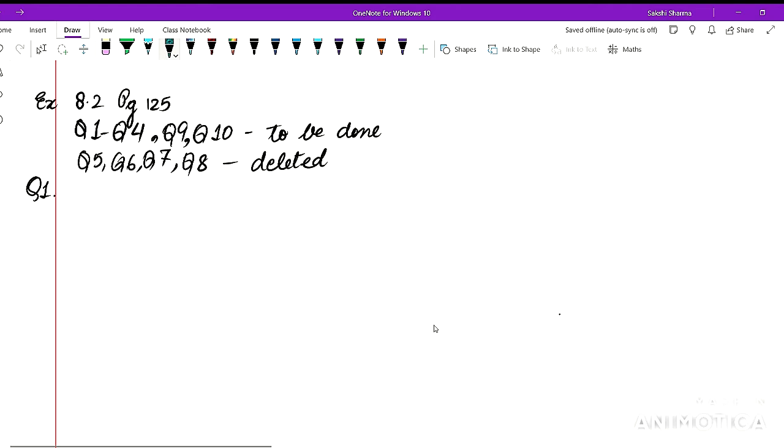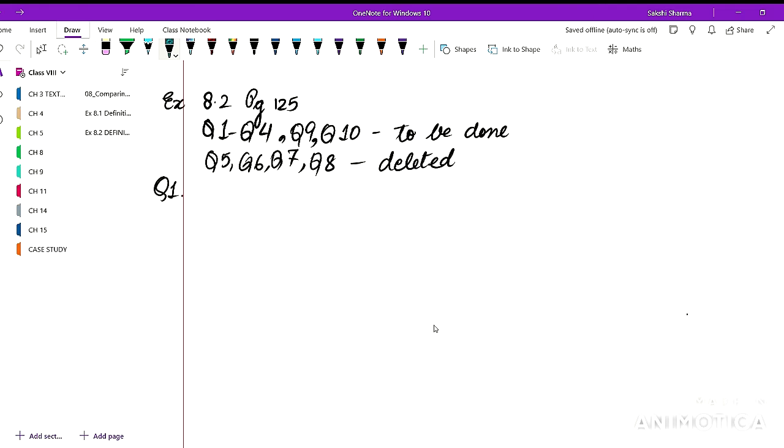Exercise 8.2 is on page number 125. We will be doing question numbers 1 to 4 and questions 9 and 10. The other questions are to be deleted. Question number 1, let's take a look.